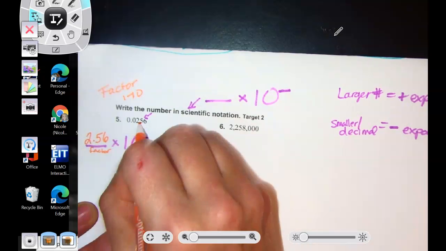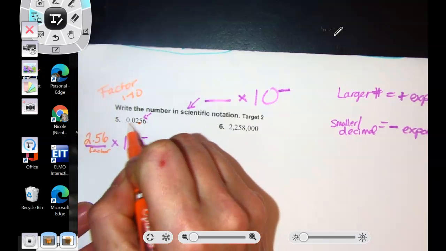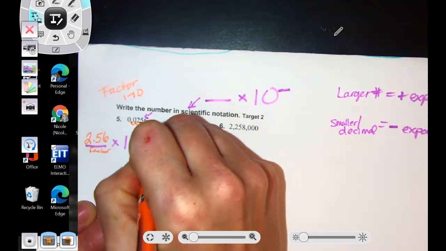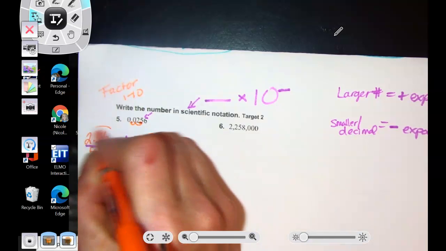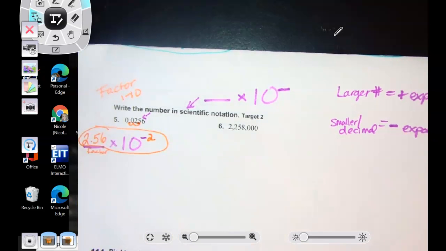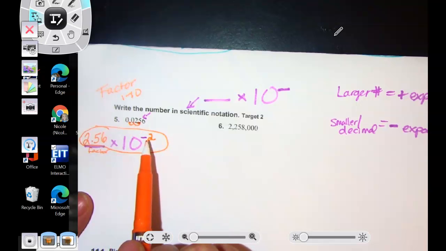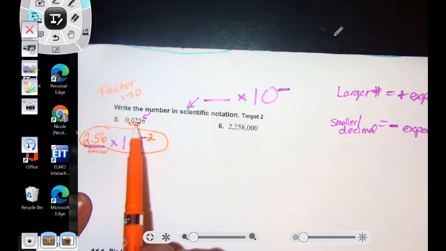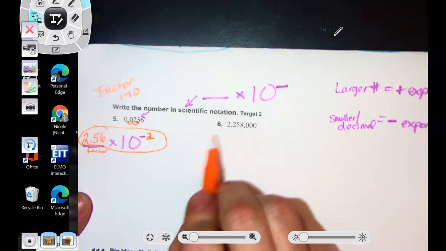So I put the other decimal in there, and then I just have to count how many times I moved from the decimal that was there to the decimal I want there. So I moved 1, 2. So it's -2 because we started with a smaller number. So that is it for this. Again, when we start with a smaller number, smaller than 1, we have a negative exponent. We have to make sure we put in another decimal point so that our factor, the number out front, is between 1 and 10.